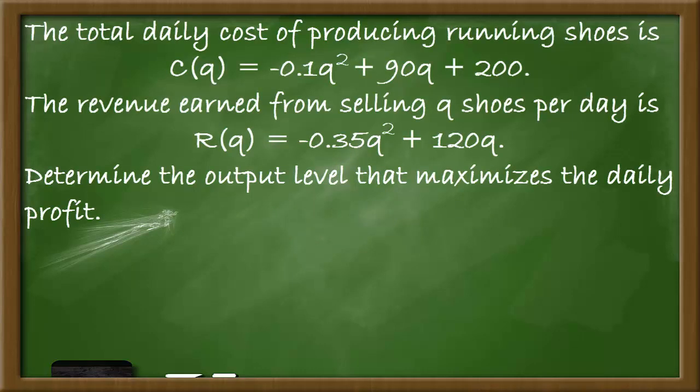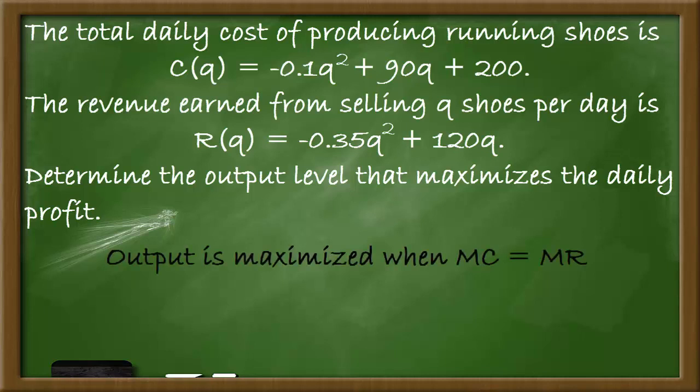Suppose the total daily cost of producing running shoes is given by C(Q) = -0.1Q² + 90Q + 200. The revenue earned from selling Q shoes per day is given by R(Q) = -0.35Q² + 120Q. We want to determine the daily production level that will maximize the profit. To do this, we need to set marginal cost equal to marginal revenue and solve for Q.